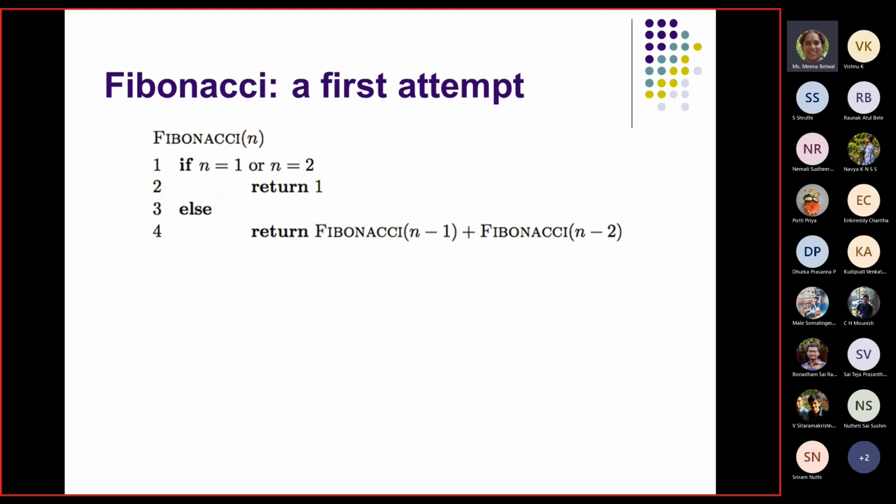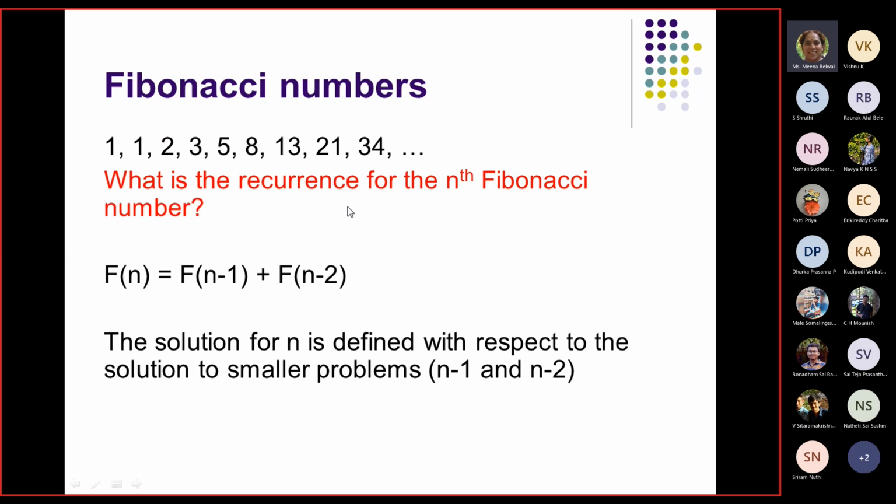So let me further clarify what exactly we mean. You are writing a small algorithm for computing Fibonacci numbers, the first attempt. Everybody knows this. So Fibonacci of n: if n is equal to 1 or n is equal to 2, you return 1, because that's what is given to you.